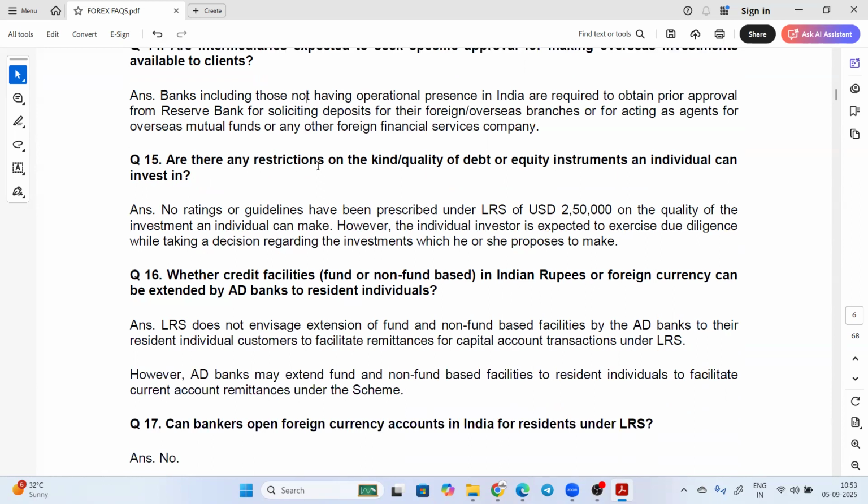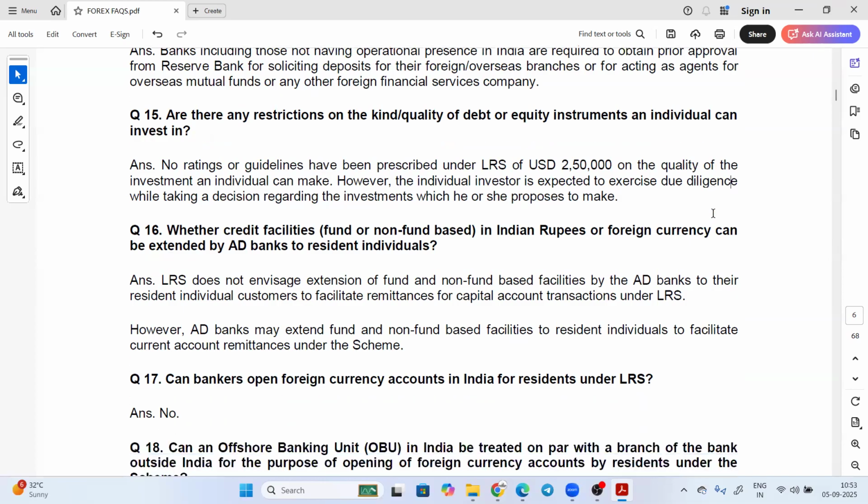Are there any restrictions on the kind or quality of debt or equity instrument an individual can invest in? No, rating or guidelines have not been prescribed. Suppose somebody is investing in equity, there is no restriction on which type of equity it should be. That is the risk and responsibility of the remitter only. The investor has to see that. However, the investor is expected to exercise due diligence while taking a decision regarding the investment which he or she proposes to make.